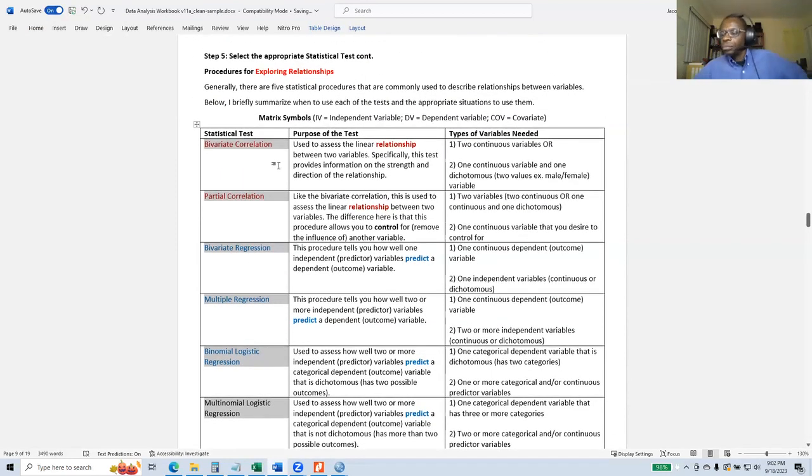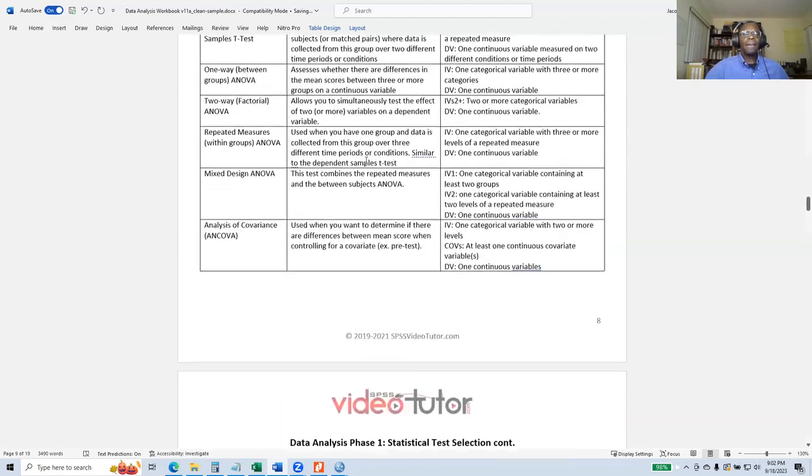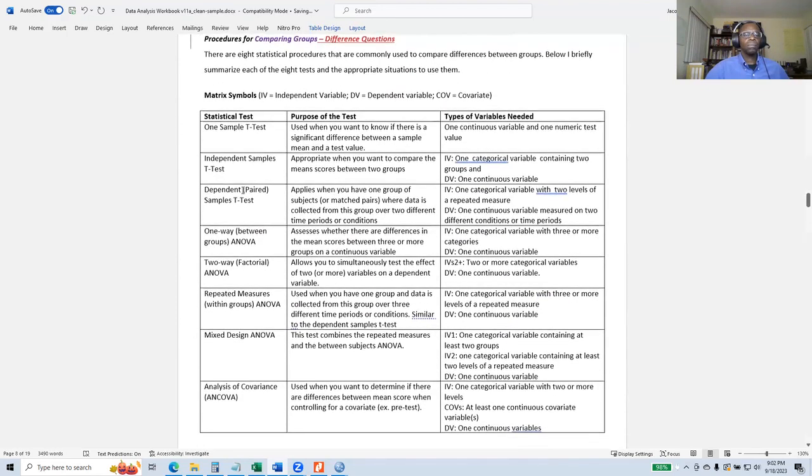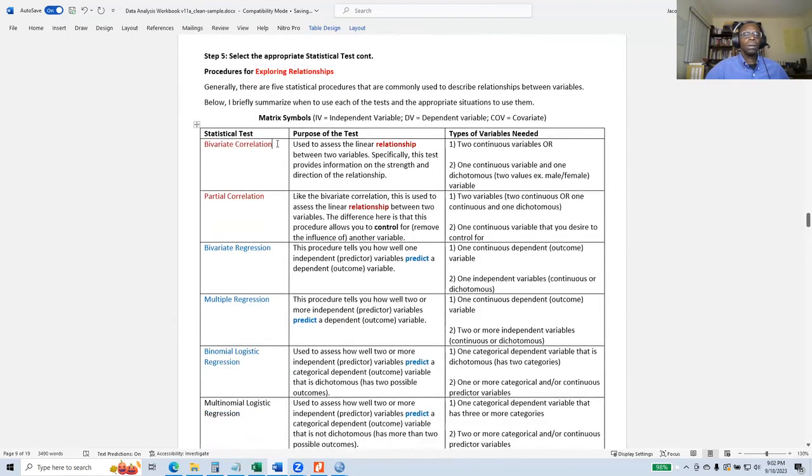And we say, okay, let's start here. Used to assess the linear relationship between two variables. We don't have two variables. We've got three. 1, 2, 3. So that's out.